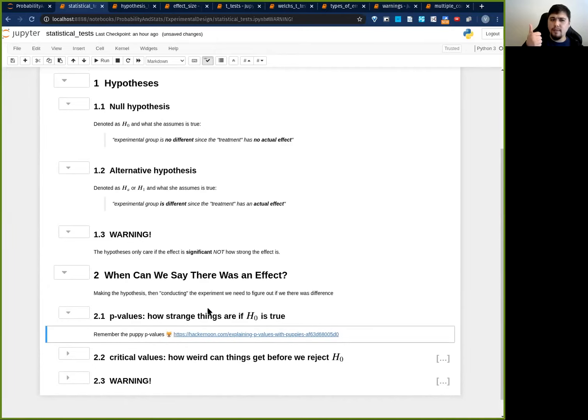So who's heard of p-values before? Just give me a thumbs up. Yeah, this is a very common statistics thing. P-values can be very confusing. There's also a lot of things that can be misinterpreted from p-values.